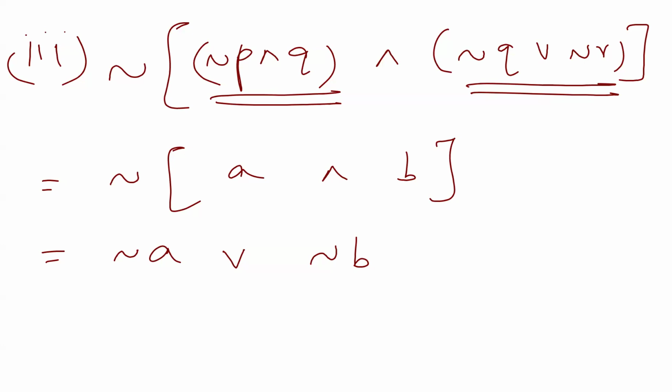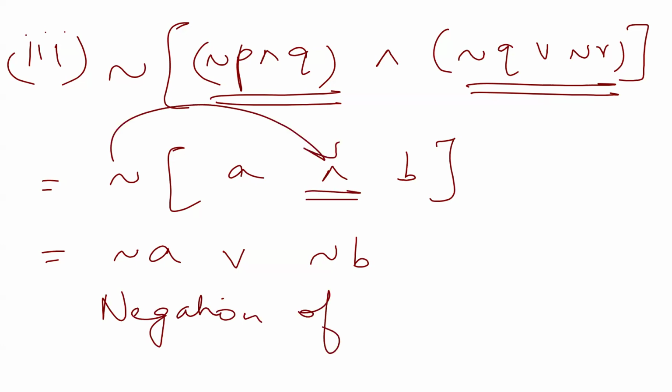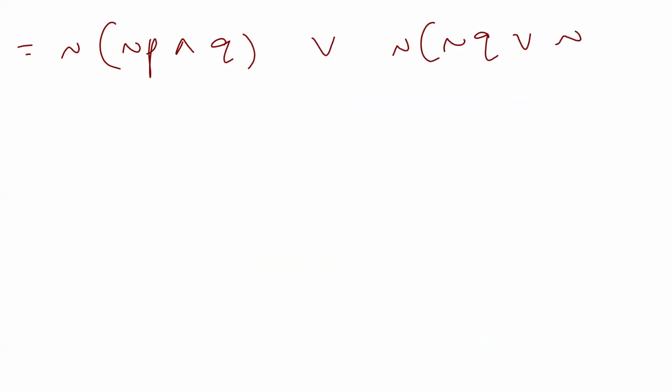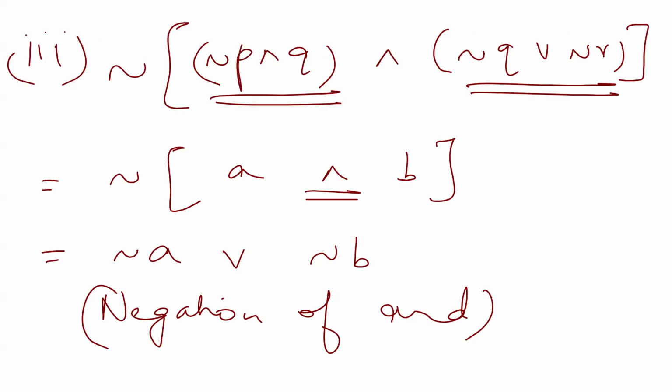Now re-substitute the value of, acha, we'll just write down negation of and का negation किया हम लोगों ने. Always write these rules. Otherwise they will cut your marks. Now re-substitute the value of A and B. So this is equal to negation of negation P and Q or negation of negation Q or negation R. इसके बाद में I've just put the value of A and B. A and B I have just written over here.